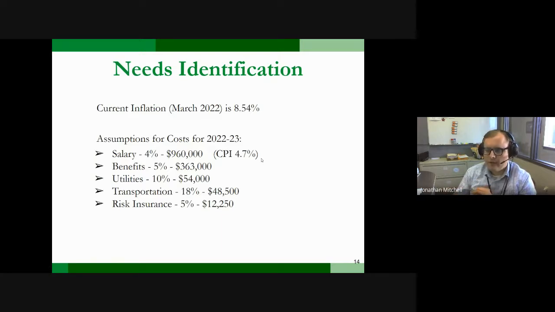Benefits, we plan for a 5% increase, understanding medical trend for the school district. So that matches 5 and 10 year averages for increased health insurance costs. And a 5% increase would be 363,000. For utilities, a 10% increase is 54,000. The price of natural gas and oil have been at multi-year highs in recent months, and so we anticipate and plan to have increased utility costs next year.